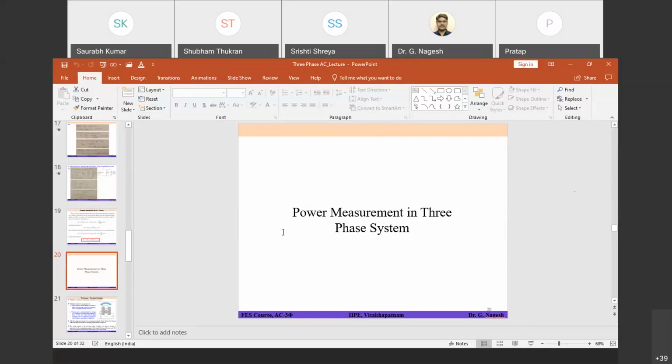Okay then. So we'll go ahead with our discussion. Till now we have seen three-phase system, star connected and delta connected system, and we have seen some problems based on that. Please switch off your mics. We'll see what instruments are used to measure power and how we are going to measure power in single phase and three phase circuits.